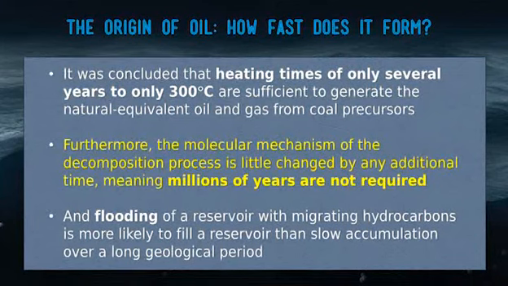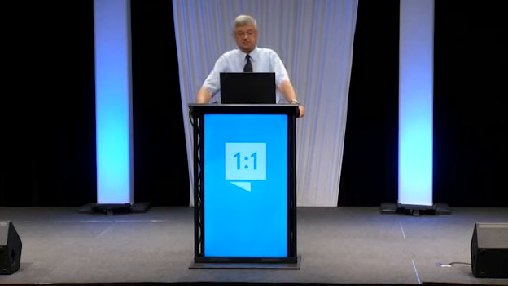After 5 years, the product resembled carbon dioxide-rich natural gas, similar to what they were getting out of the gas fields. So it was concluded that heating times of only several years to only 300 degrees C are sufficient to generate the natural equivalent oil and gas from coal precursors. The molecular mechanism of the decomposition process is little changed by any additional time, meaning millions of years are not required. In fact, millions of years will spoil the whole process, will spoil the recipe.